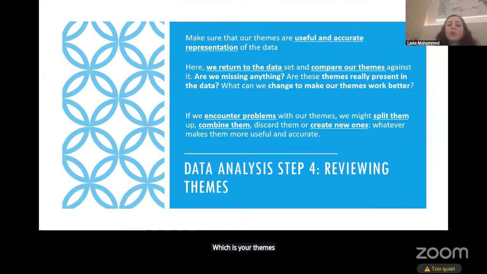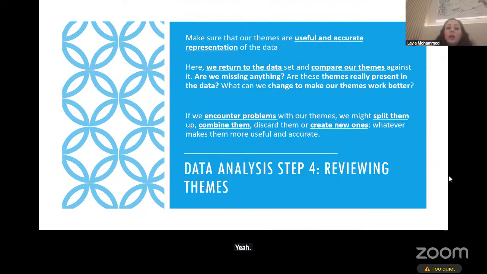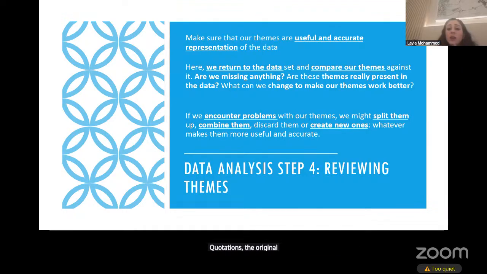And so step 4, you now need to look at your themes again, review your themes again, okay, and make sure, are your themes useful? Are they accurate? Are they an accurate representation of the codes? Here we are returning back to the data set, and we're comparing our themes against one another. We're comparing our themes against the original quotations, the original raw data. Okay, always go back to the raw data.